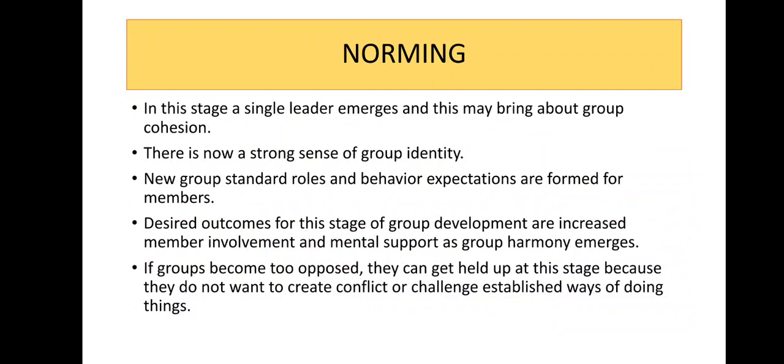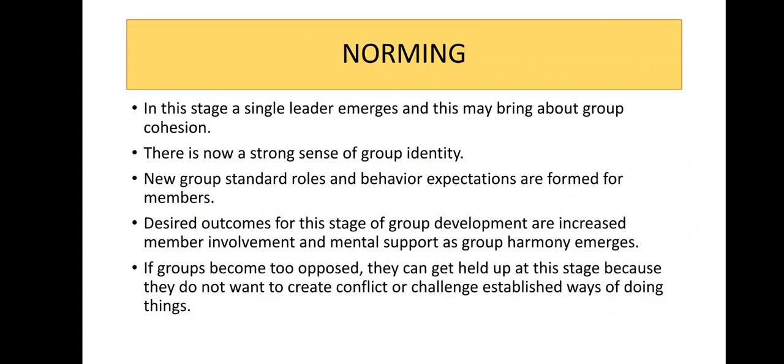Who is going to create the rule? That individual identity, the leader, will be identified among the members only, and that single leader is going to create the norms or the rules and regulations for the group, and he is going to bring the cohesion. Cohesion means the understanding or the satisfaction among the group members to be a member of the group. There is now a strong sense of group identity. They try to identify themselves with the group.